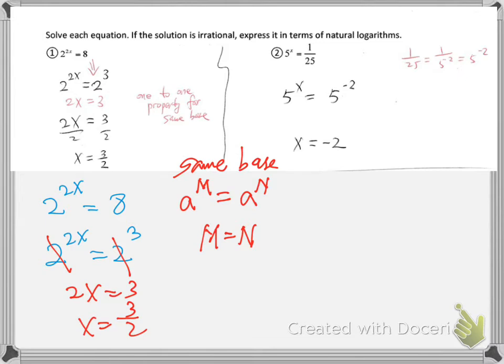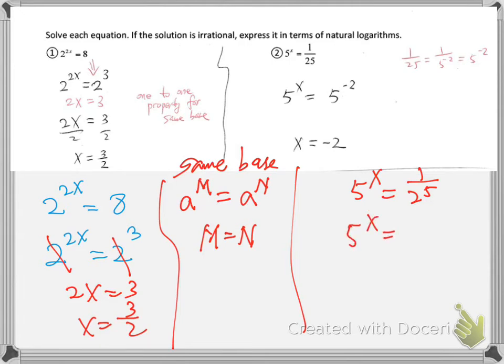Number 2 is similar. 5 to the x is 1 over 25. So we need base 5 on the right hand side. 25 is 5 to the second power. 1 over that, you got 5 to the negative 2 power. And then you can drop the same base number 5. So x is negative 2. So this is a very easy case of exponential equation.